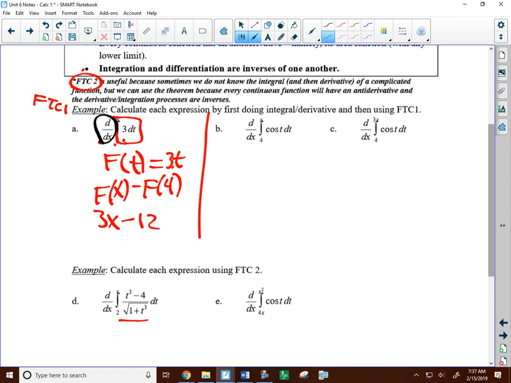Now what this says is d dx. So we're doing the derivative of this. We did the integral, now we're doing the derivative, and you should think to yourself, well, those are inverse operations. We should get the same thing as we started with. And we will. The derivative of 3x minus 12 is 3, which is the exact same thing we started with.